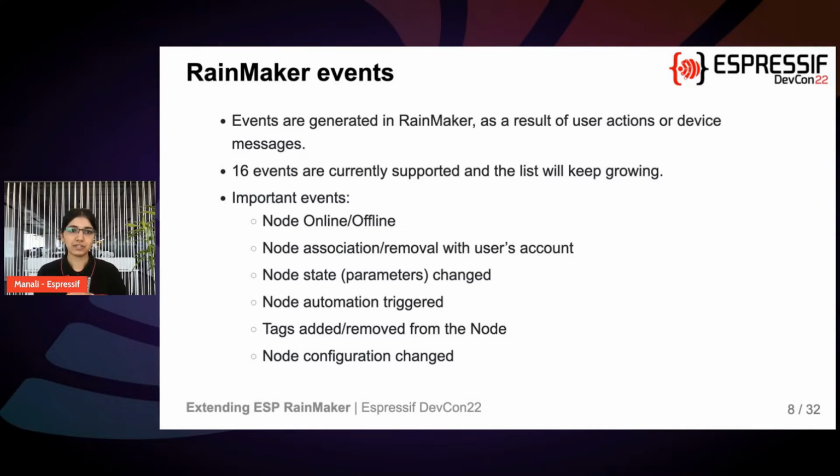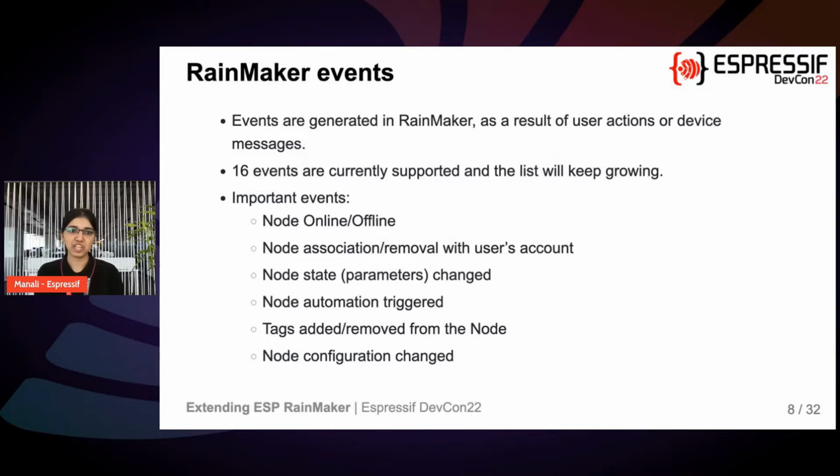So to go to the actions part, we require events. So what are Rainmaker events? Rainmaker events are generated in the Rainmaker cloud as a result of user actions or device messages, either when a user calls an API or when a device sends some messages.